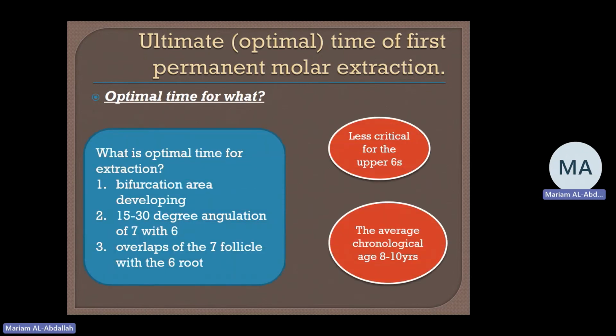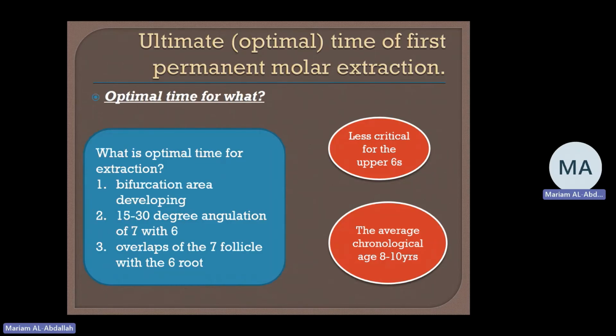Okay. Now this optimal timing is more critical in the lower arch than in the upper arch because of the quality of bone and the direction and the angle of eruption. On average, the ideal time goes, from a chronological point of view, between 8 and 10, but it's extremely important to look at the dental development age of the patient.